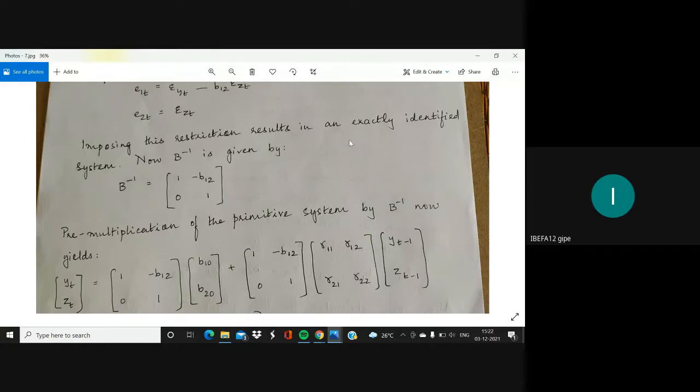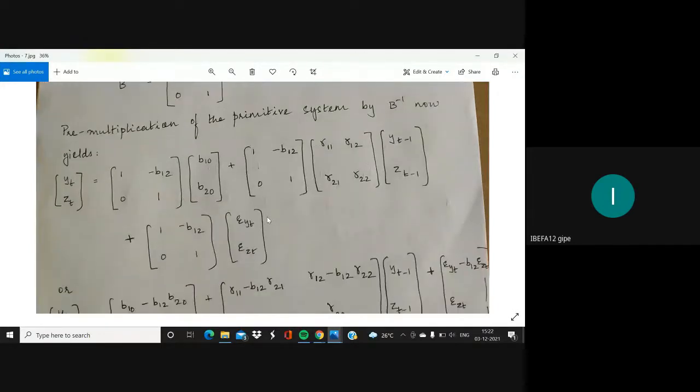Imposing this restriction results in an exactly identified system. When we say exactly identified system, it means that you will be able to get the estimates of all your structural parameters now if you use the VAR model in the standard form. Now B inverse will be given by this. Since you have set B21 equal to 0, your B inverse matrix will be equal to this. And pre-multiplication of the primitive system by B inverse now gives you this set of equations. Again we've used matrix algebra here.